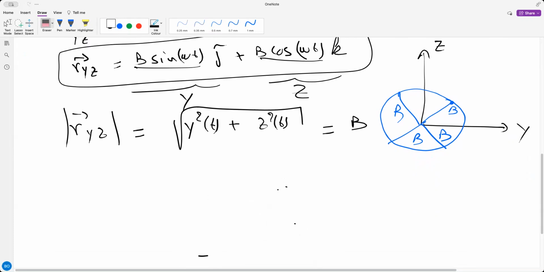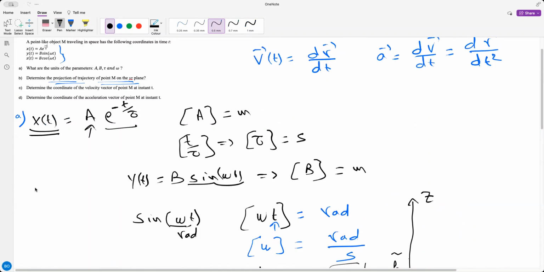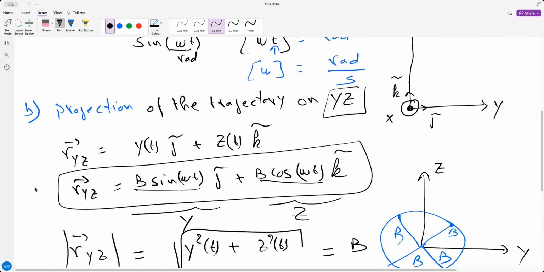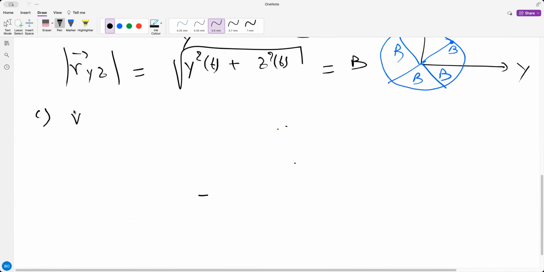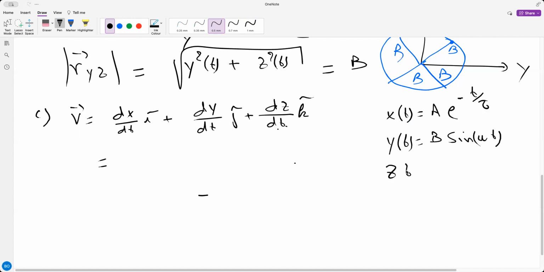Okay, so the last questions: question C, determine the coordinates of the velocity vector, and question D, the coordinates of the acceleration vector. Well, the velocity vector is just the derivative dx over dt i plus dy over dt j plus dz over dt k. Now, what is x(t)? x(t) is a exponential minus t over tau. y(t) is b sine omega t, and z(t) is equal to b cosine omega t.